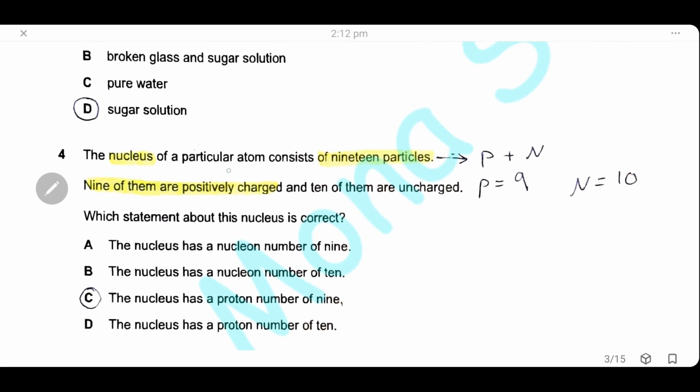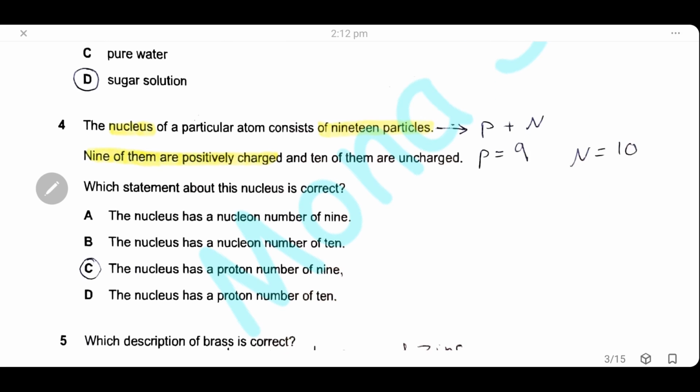Question 4. The nucleus of a particular atom consists of 19 particles. These 19 particles are protons plus neutrons. 9 of them are positively charged, so protons are 9. And 10 of them are uncharged, so the number of neutrons equals 10. Which statement about the nucleus is correct? The nucleus has a proton number of 9.